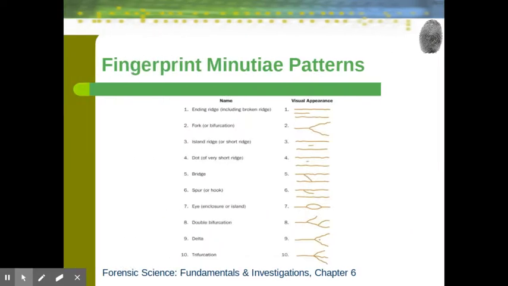So what we're going to look at now is the minutia. So these are the things that are really going to make your fingerprint different from somebody else's. And we say no two fingerprints are alike, but that's just because when we look at the minutia, there's these tiny little details, and there's bound to be one tiny little detail that's different.